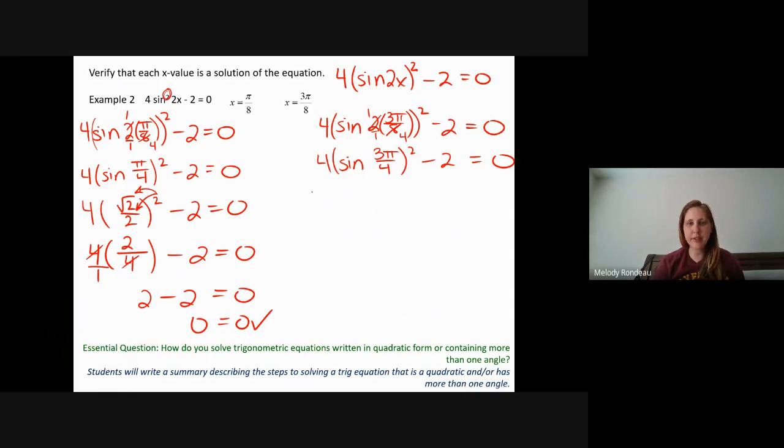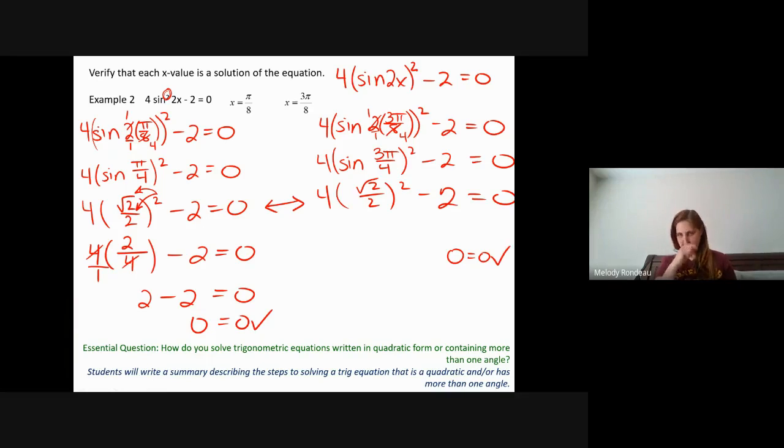I'm going to hop back over here. I have 4 times root 2 over 2 squared minus 2. At that point, hopefully you notice this equation and this equation, they're the same. So I'm going to end up getting the same result. And I could go through and show all those steps, but I'm going to say, hey, guess what? Those are the same, which means their answer is the same. So 0 does, in fact, equal 0. Any questions or concerns before we move forward? I think we're good. Awesome.